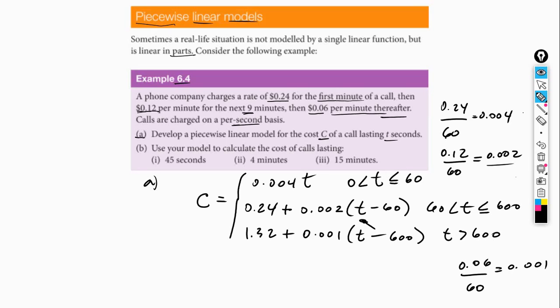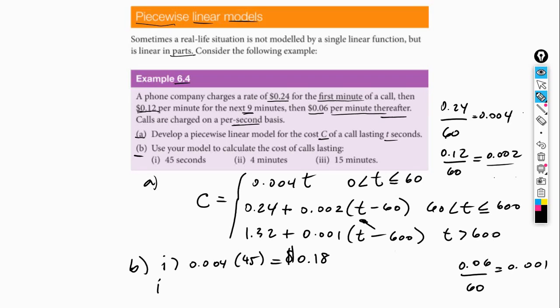For part B, it says use your model to calculate the cost of calls lasting 45 seconds. So for 45 seconds, we have to pick the first function, right? So it would simply be 0.004 times 45. And this is going to give us $0.18, right? Or 18 cents.